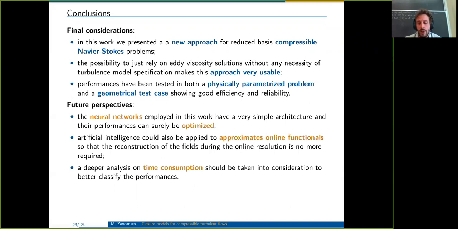Something that we would like to do is to use artificial intelligence also to approximate the online functionals, so that during the online phase you are not forced to reconstruct the fields anymore, and you can just keep on working with reduced solutions. And last but not least, because of course it is a very important point, some deeper analysis on time consumption has to be taken into consideration.